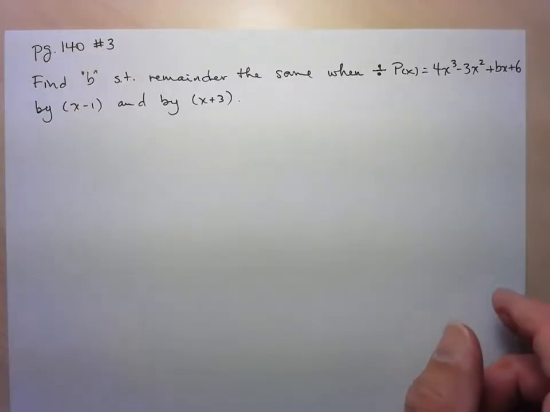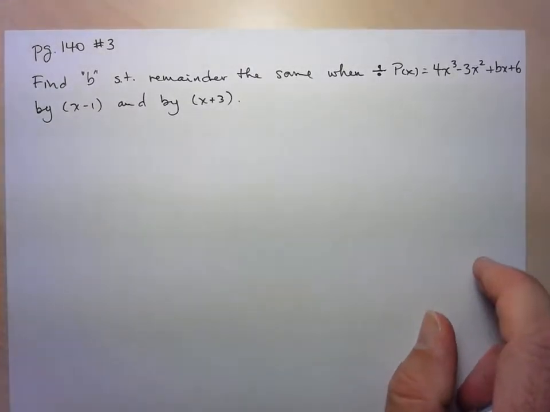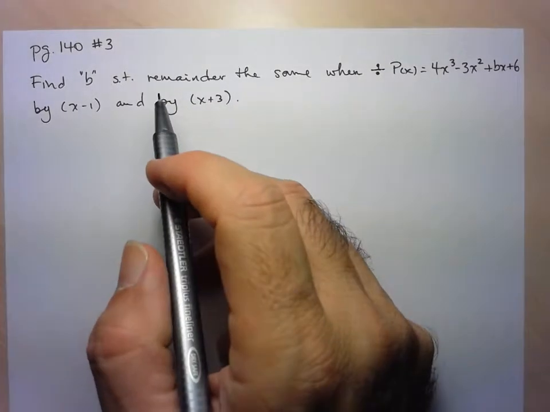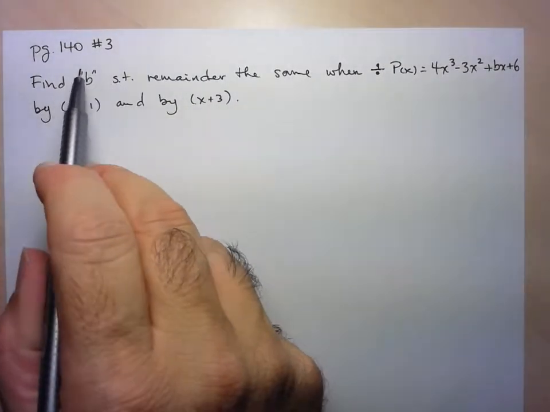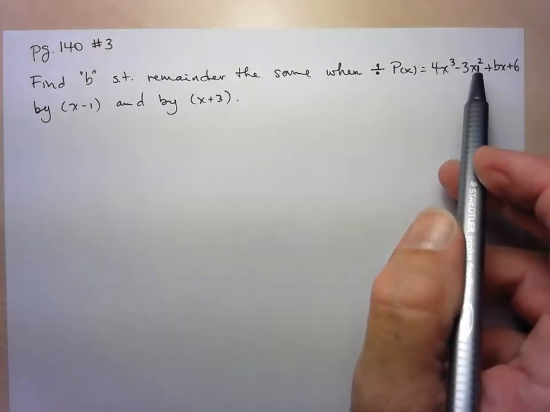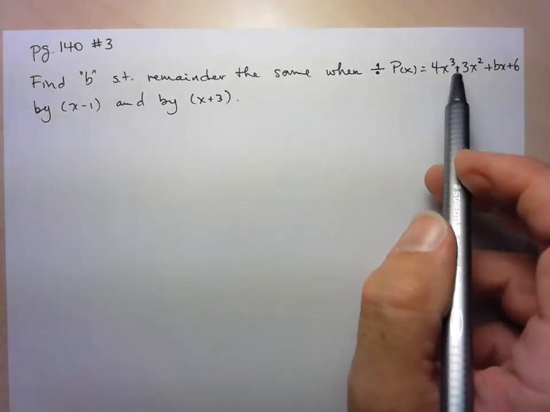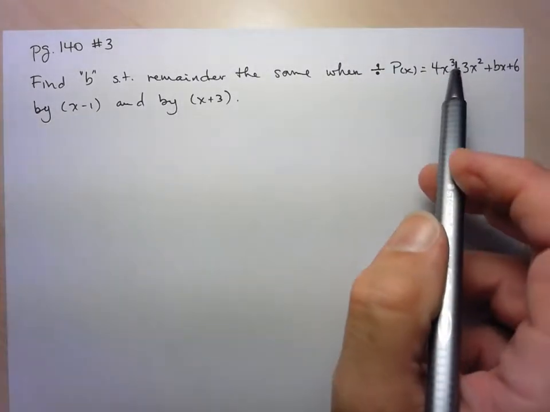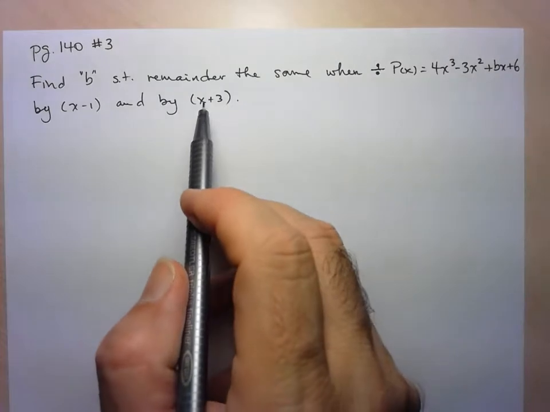Hi folks, we're going to take a look at page 140, number 3. So here we've got, again, we're looking for some unknown coefficient to a polynomial. And they tell us that when I divide this polynomial by x minus 1, I get the same remainder as if I divide this polynomial by x plus 3.